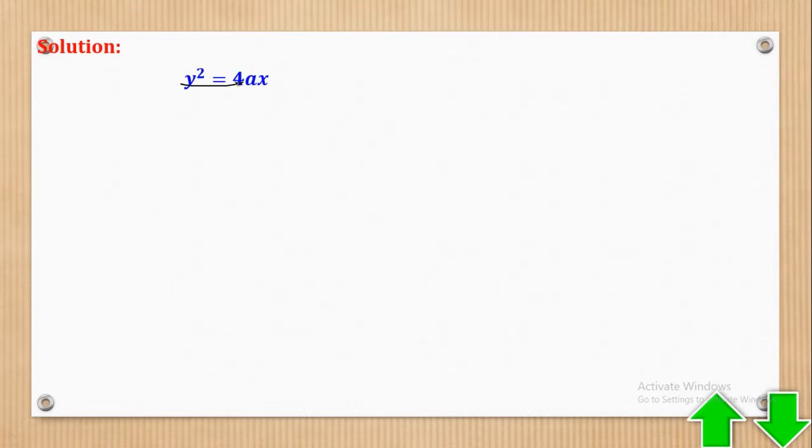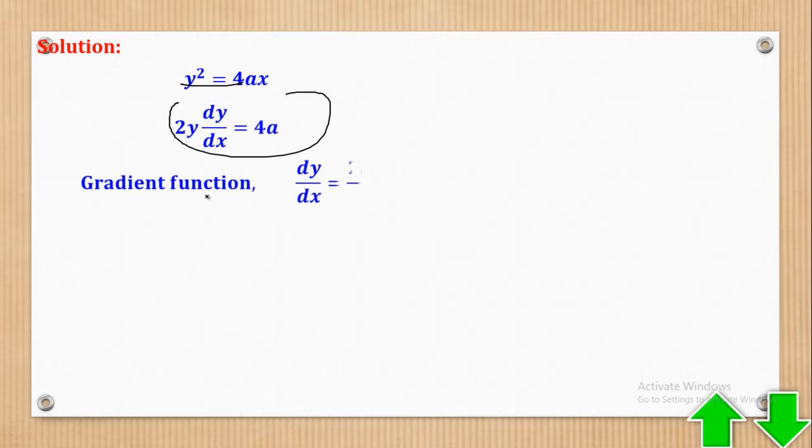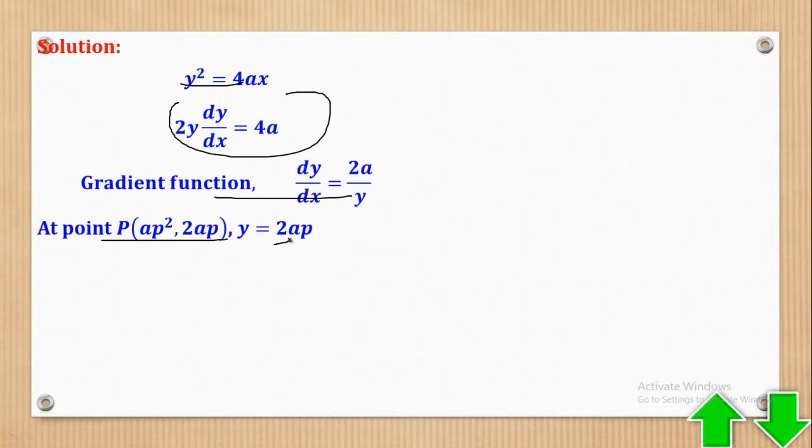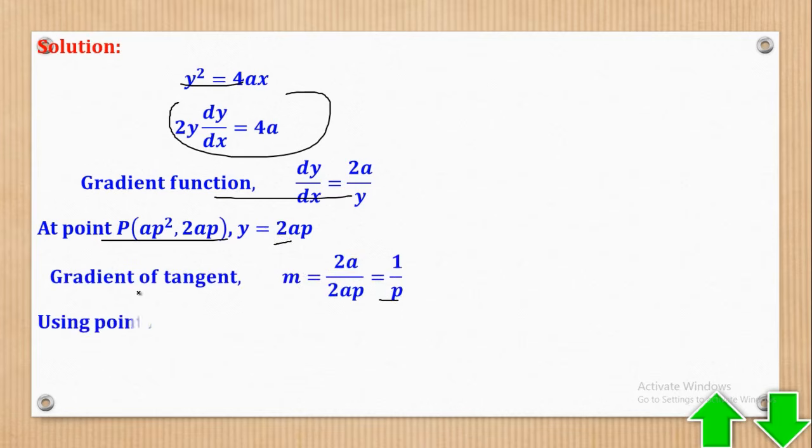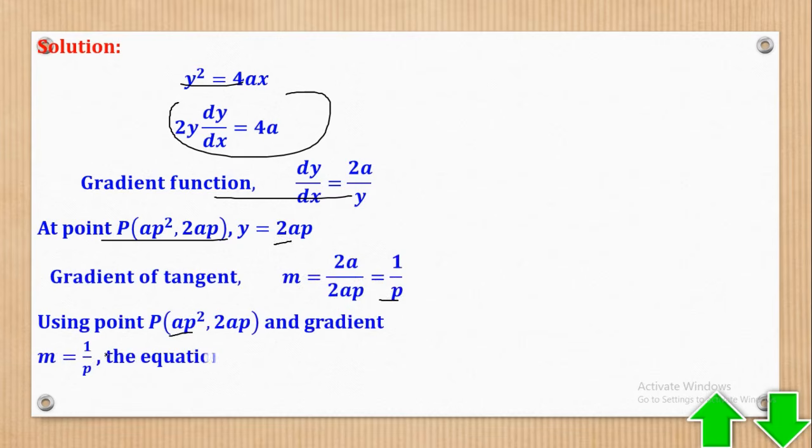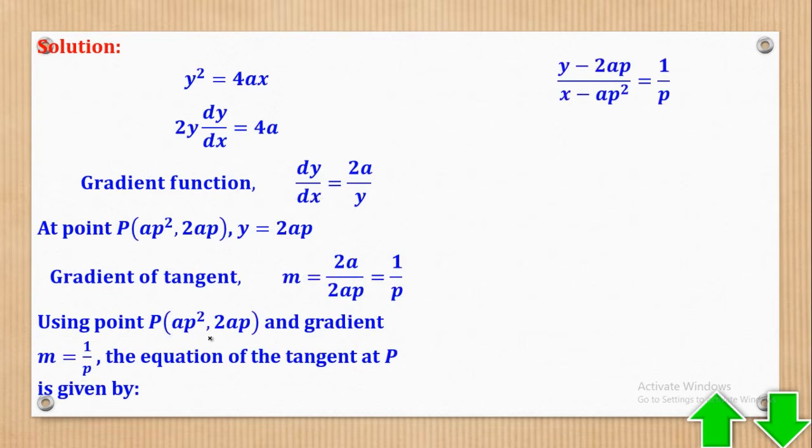So this is what is given. We are going through the same procedure. Differentiate both sides, then make dy/dx the subject, and that will be the gradient function. Therefore, at this point P, y is equal to 2ap, so substitute, and we get the gradient as 1 over p. Then using that point and the gradient, the equation of the tangent at P will be given by that. So cross multiply and simplify.